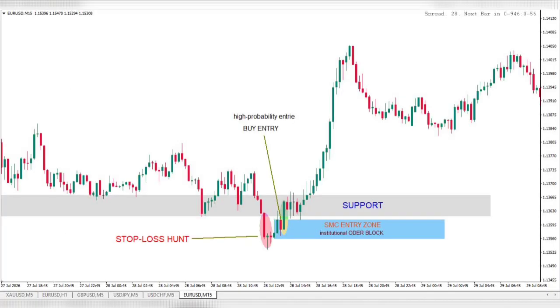Here's a classic example. Price breaks below an obvious support level, triggering retail traders' stop losses. Retail traders think the breakout is valid and start shorting. But suddenly, price reverses violently to the upside. That's an institution sweeping liquidity. SMC teaches us to spot these traps in advance and turn them into high-probability entries, not losses.